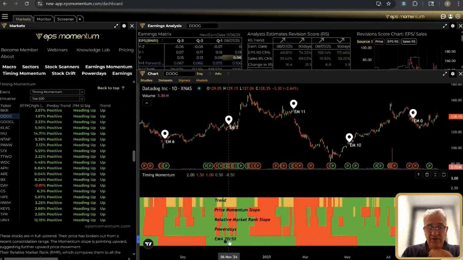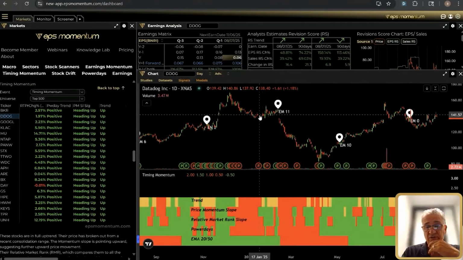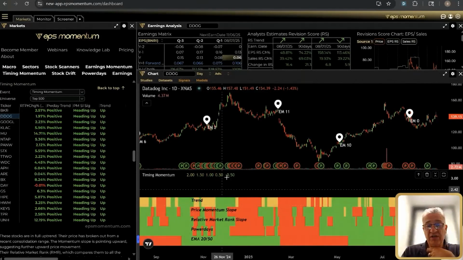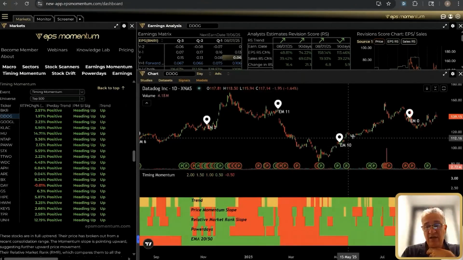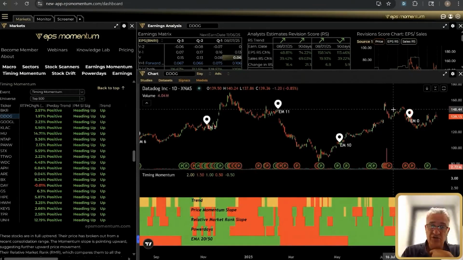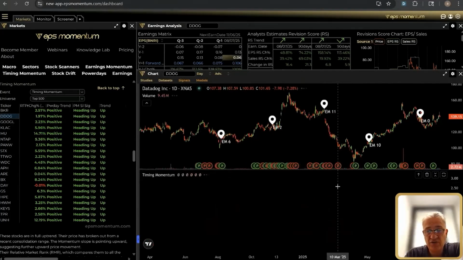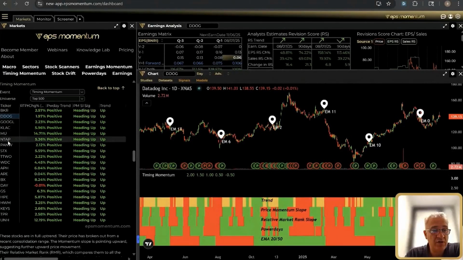So what do we have here? We have the 20/50 EMA, the exponential moving average. We have the power days, which we explained. We have the RMR slope, so it's the direction of the RMR, the relative market rank. We have the price momentum, so it's a very short price momentum shape of the price. This one is a little bit erratic. You see it goes green and red and so on. And then you have the trend indicator. This is similar to Keltner bands, where it will tell you whether it's in an uptrend or flat or not. But very quickly you get a visual cue that tells you if you're onto something or not.